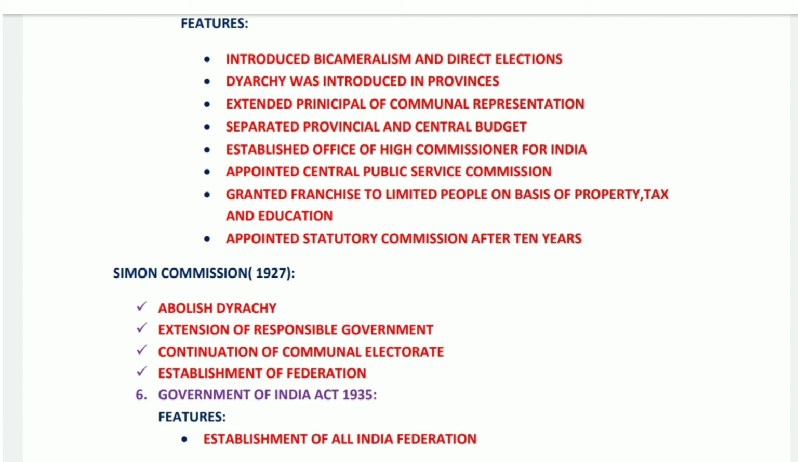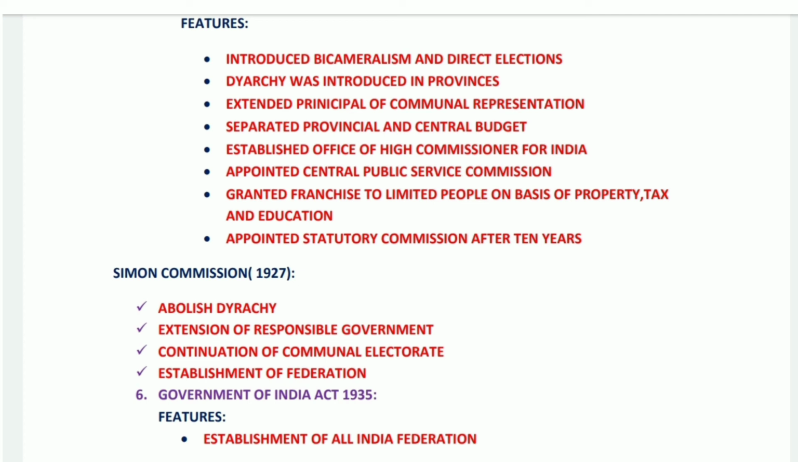So this Simon Commission recommended to abolish diarchy. It said to continue the communal electorate, and it also said that there should be a federation, and it also asked to extend the responsible government. So all these recommendations of this commission were introduced in later acts, which was Government of India Act 1935. So this act was also one of the historic acts passed by the British government, because this act was for a complete responsible government in India.